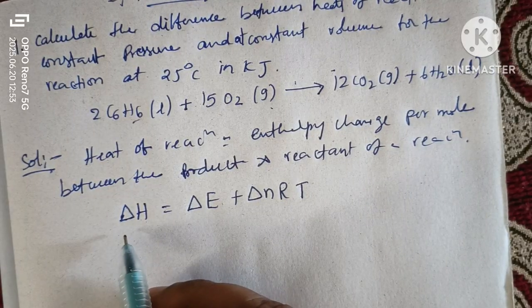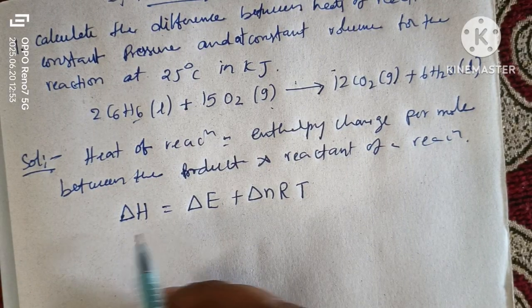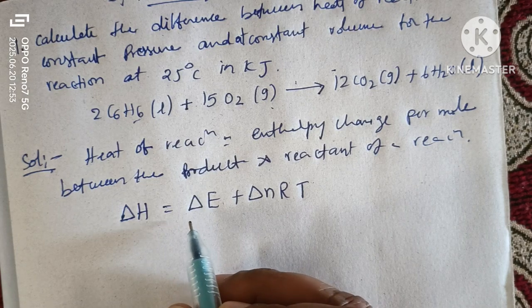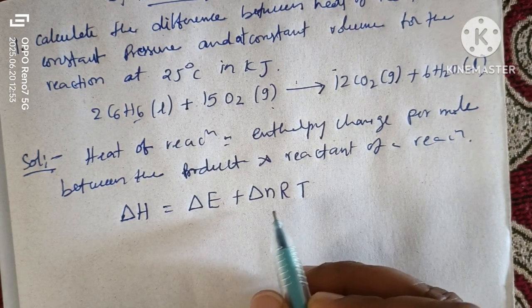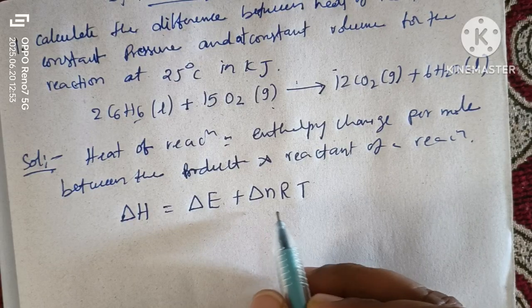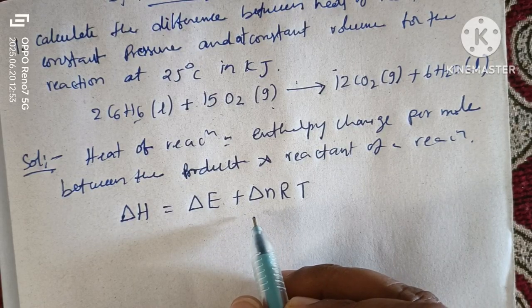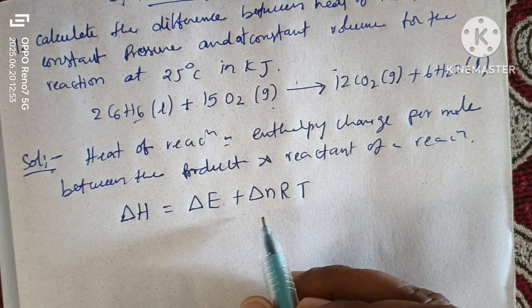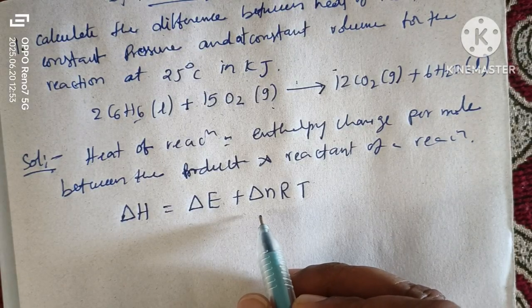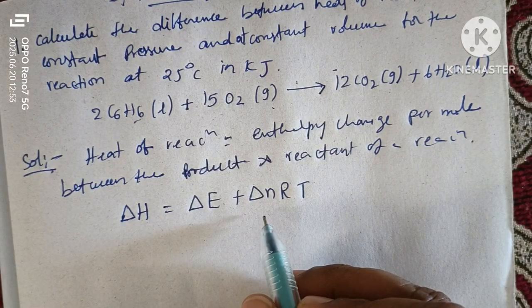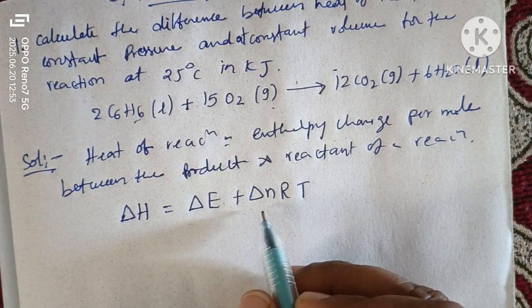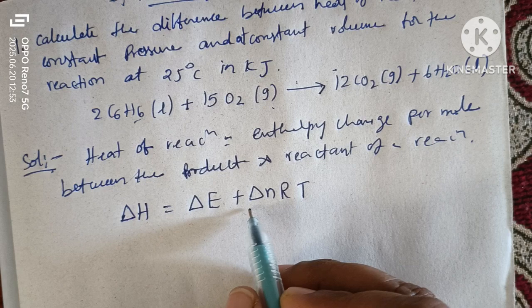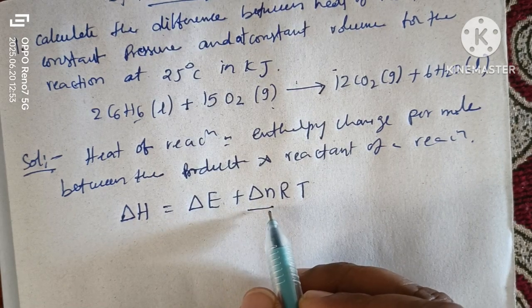Here, delta H is the change in enthalpy, which is equal to the change in internal energy plus delta N RT. What is delta N here? N is the number of moles. Delta N is the change in the number of moles of gaseous products minus the number of moles of gaseous reactants in a chemical reaction. So this is the delta N, which is about gaseous substances.